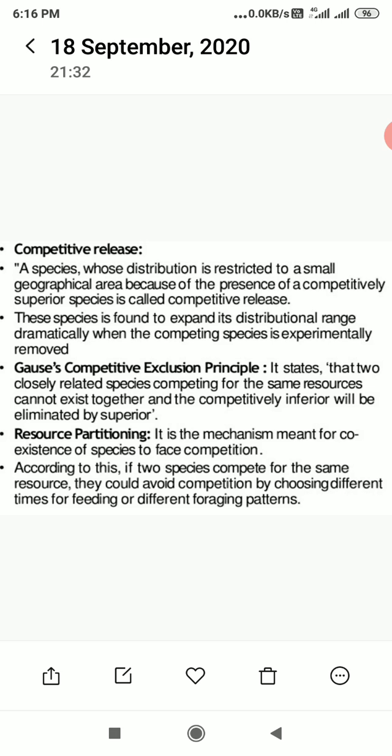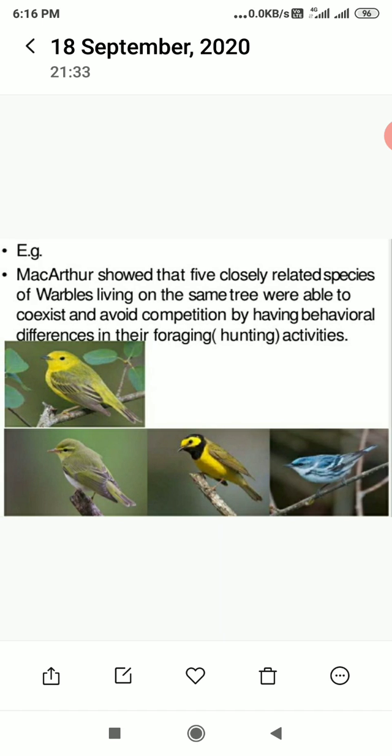Resource partitioning. It is the mechanism meant for coexistence of species facing competition. According to this, if two species compete for the same resources, they could avoid competition by choosing different times for feeding or different foraging patterns.